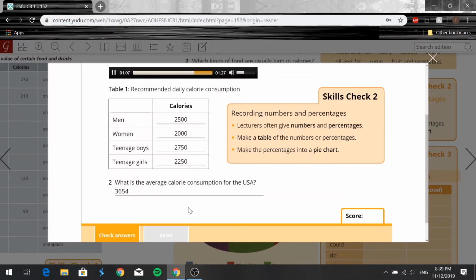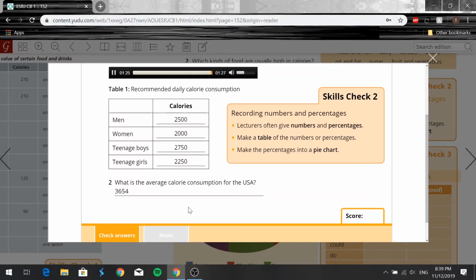Remember the figures I gave you in my introduction. A woman needs only 2,000 calories a day, and a man only 2,500. So where do people in the USA get all those calories from? Rice, potatoes, chicken, or something else?